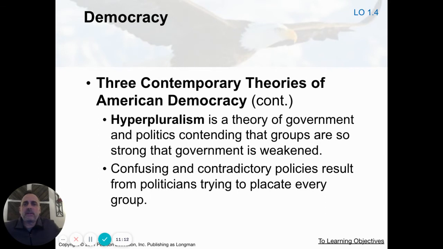Hyperpluralism is the theory that there are so many groups on each side of every single issue that you will never get a good bill or a good compromise. There are so many goals on each side. They're confusing and contradictory. And then what we basically get is, if a law gets passed at all, which is hard to do, it is going to be toothless. There's not going to be any real substance there. The politicians are too busy trying to make every single group happy. And because of that, our politicians, our Congress, our policymakers are basically weak and ineffective.